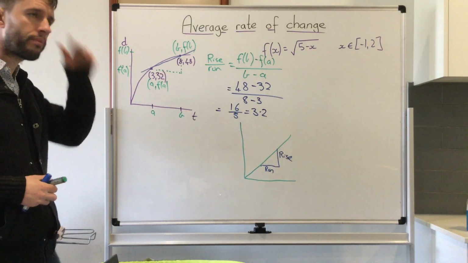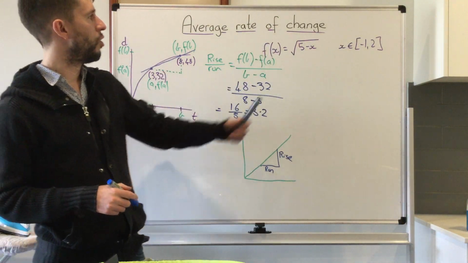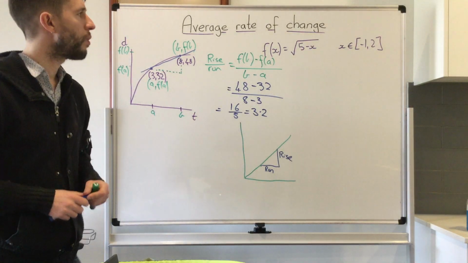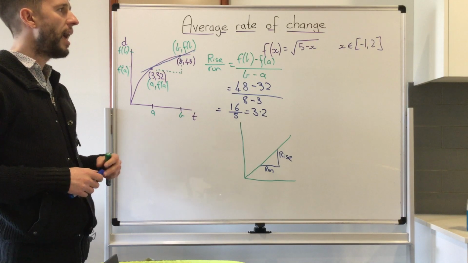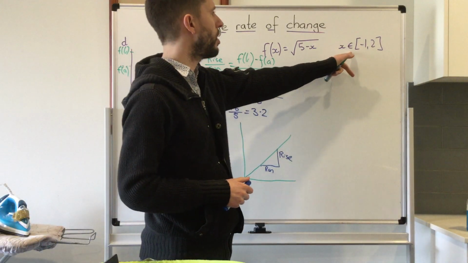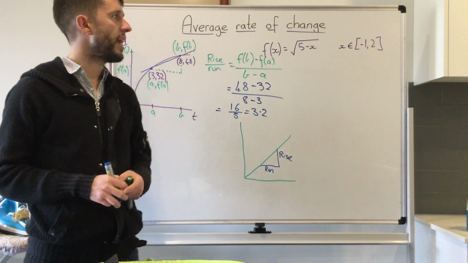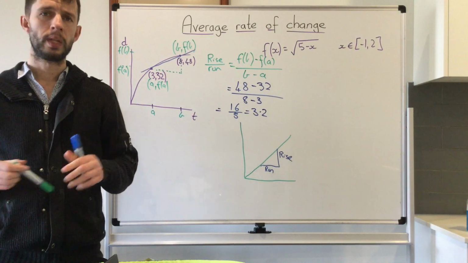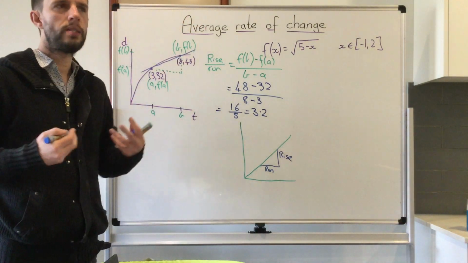Now, let's have a look at this equation here. So this equation is the square root of 5 minus x. And we are looking at the elements of x between -1 and 2. So first thing I'm going to think about is, what does this graph look like?